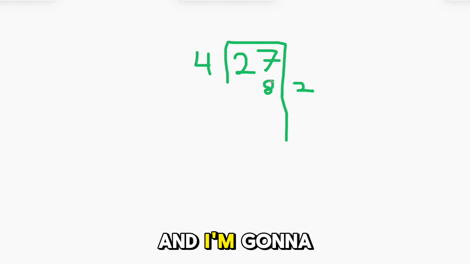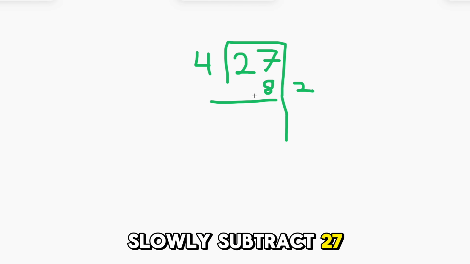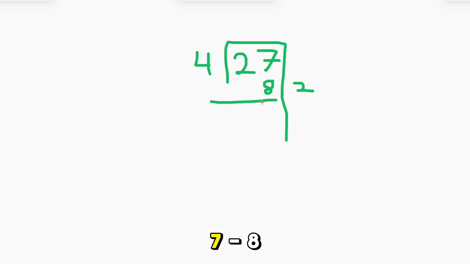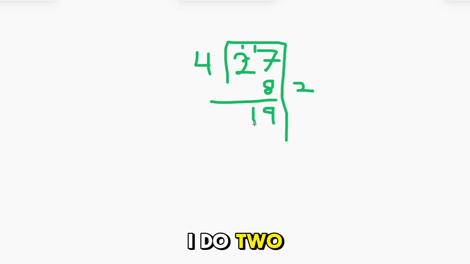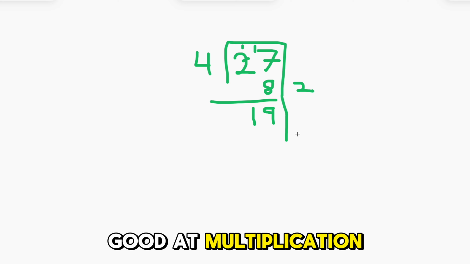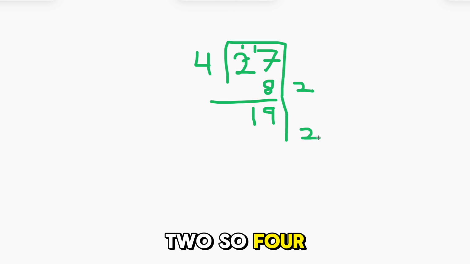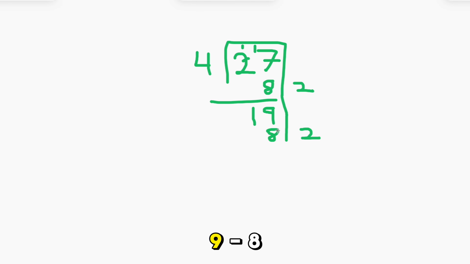And I'm going to slowly subtract from 27. So I know 7 minus 8, well, I can't do that. So I do 17 minus 8. Put the 1 there, and then I put a 9 here because 17 minus 8 is 9. And then there's a 1 here. Okay, perfect. So I kept track of my 2, and I'm going to do it again, because I'm not good at multiplication. 4 times 2 is 8 again. I know that 9 minus 8 is 1, and I know 1 minus 0 is 1.